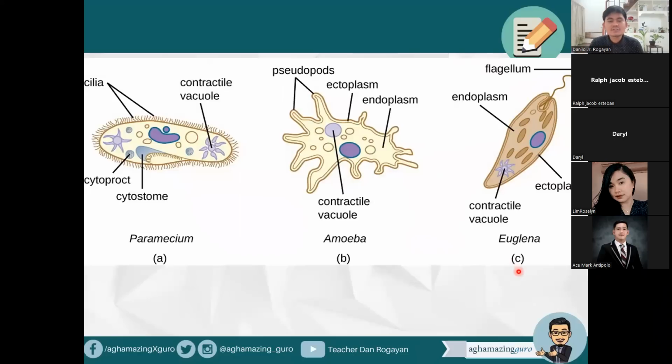Okay. So question: how do you call the vacuole of plant cell? How do you call the vacuole of plant cell? Okay. Pag tinanong sa board exam, we call it storage vacuole or food vacuole for plant cell. Ano naman kapag sa protists? Ano tawag sa vacuole nila?